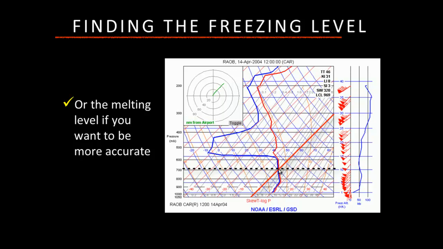So don't use that rule of thumb of the standard lapse rate. That only works when the environment has a standard lapse rate in it, and most of the time it does not.